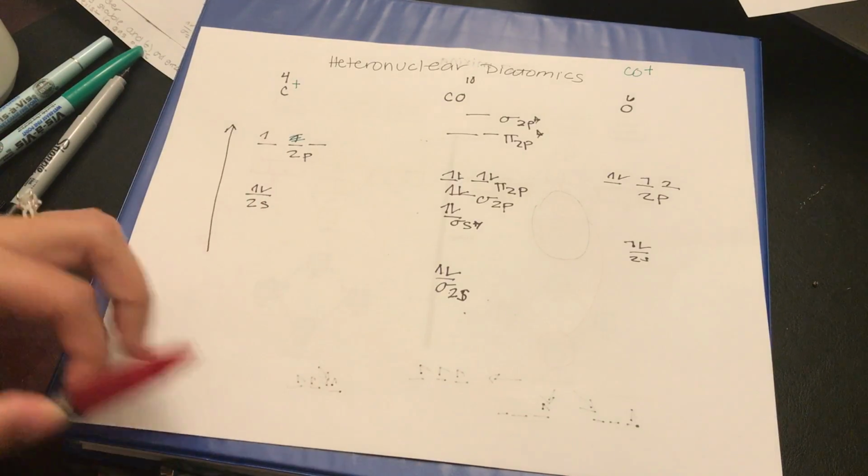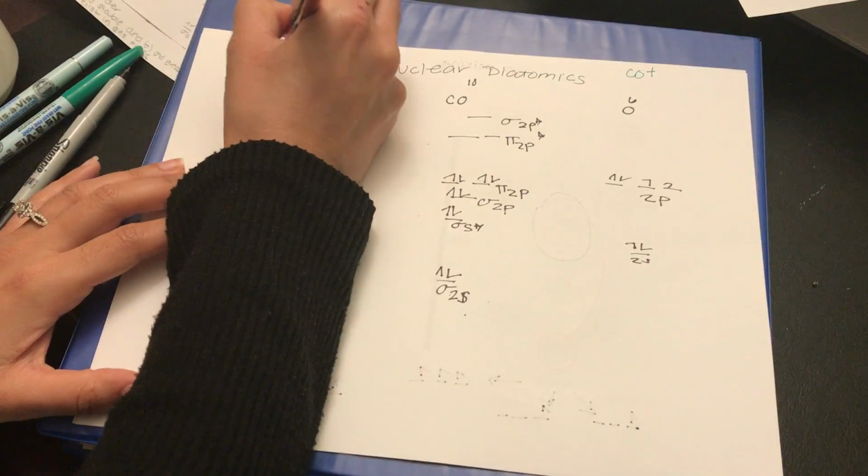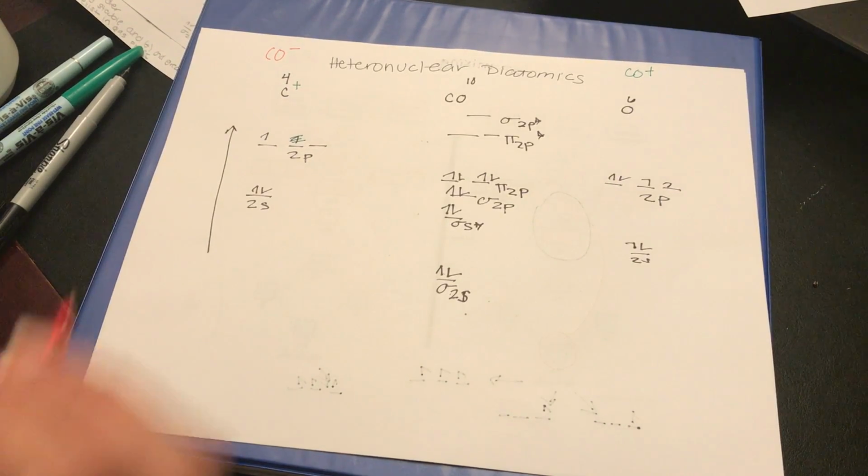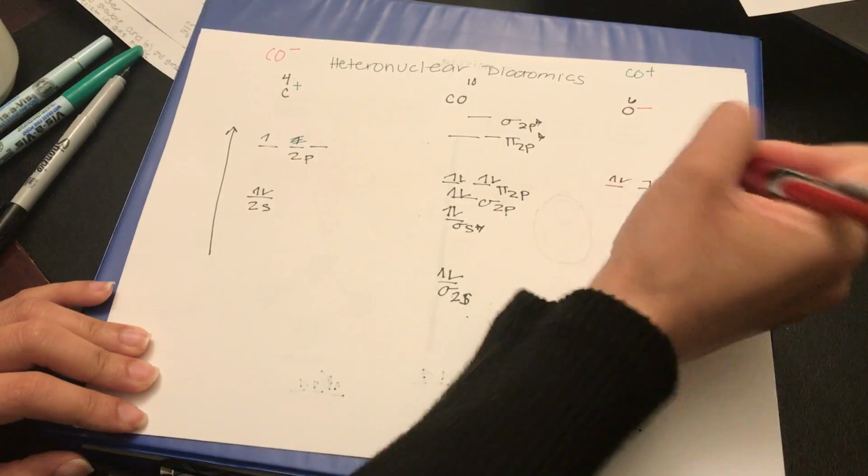What if I had CO minus? Which one would get the minus charge? The less electronegative or the more electronegative? The more electronegative. Oxygen would get the extra electron.